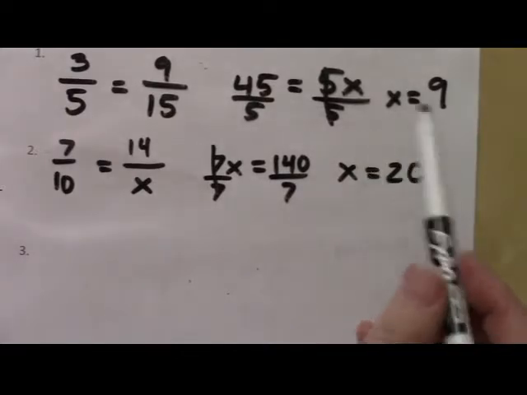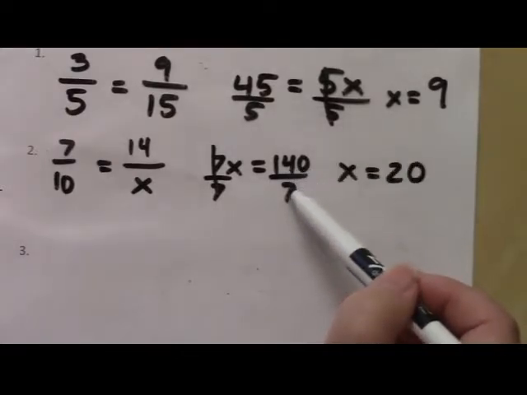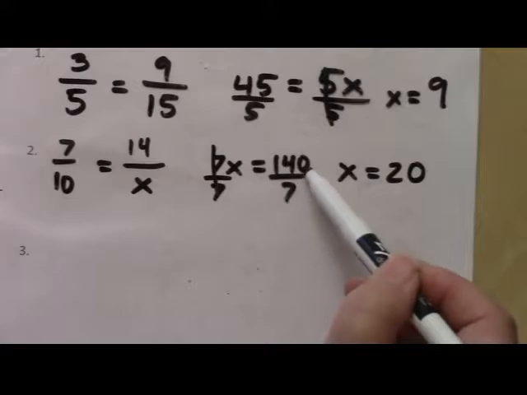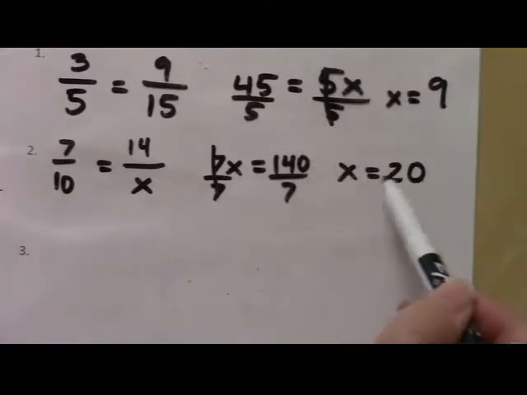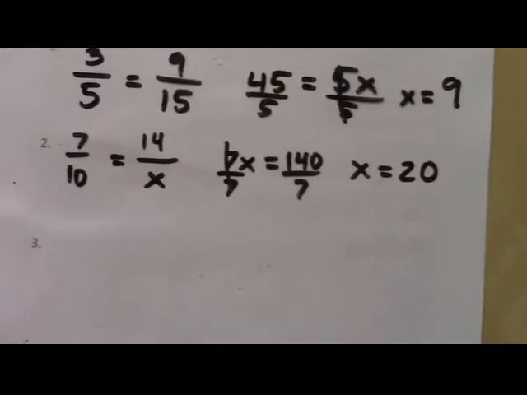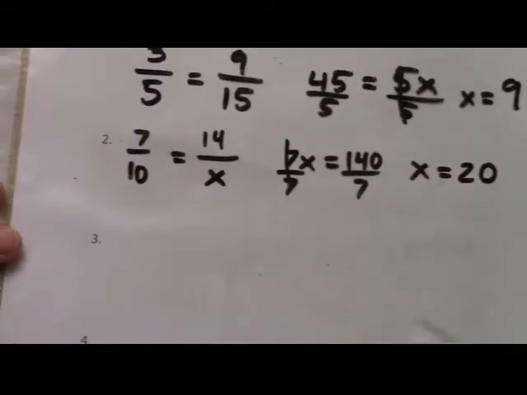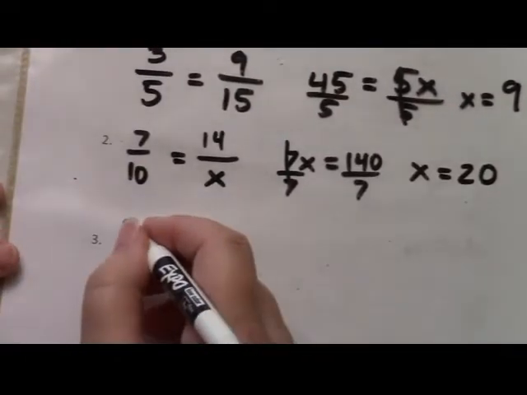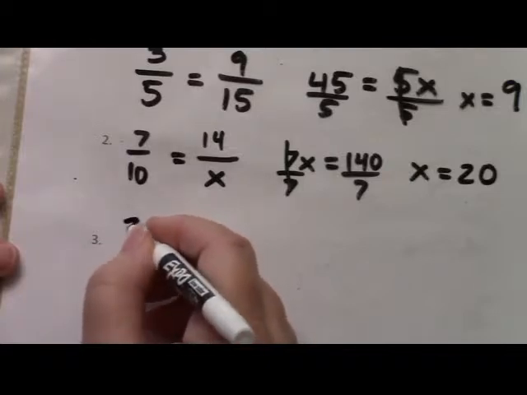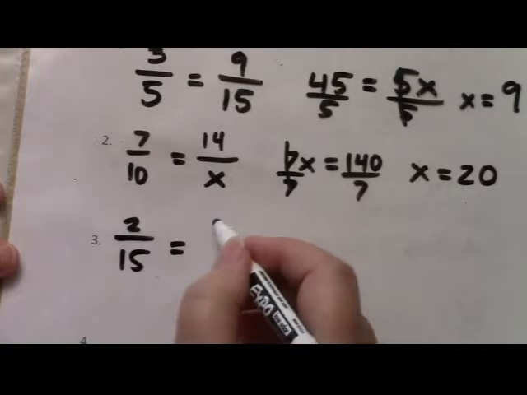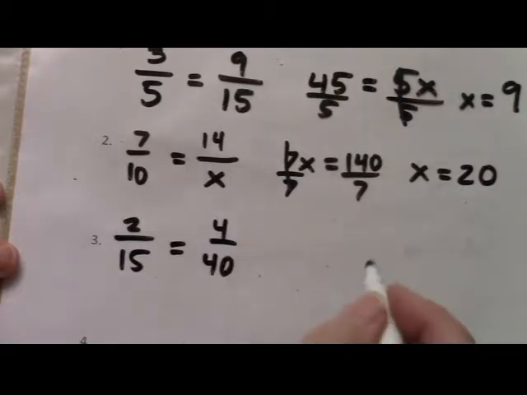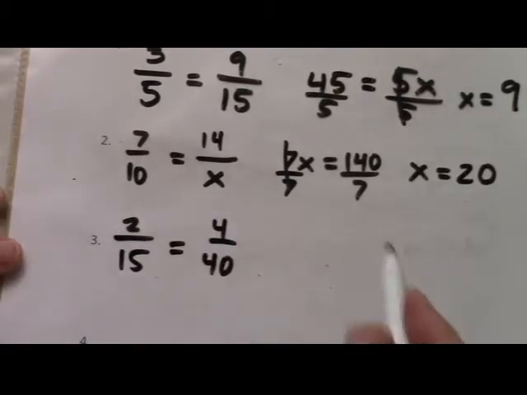How do I know that so quickly? I know that 14 divided by 7 is 2, and then I just add the 0, which is the tens. So 20. Okay, what if we have something like, let's try another one. Well, let's just do another test. Is 2/15 equivalent to 4/40?